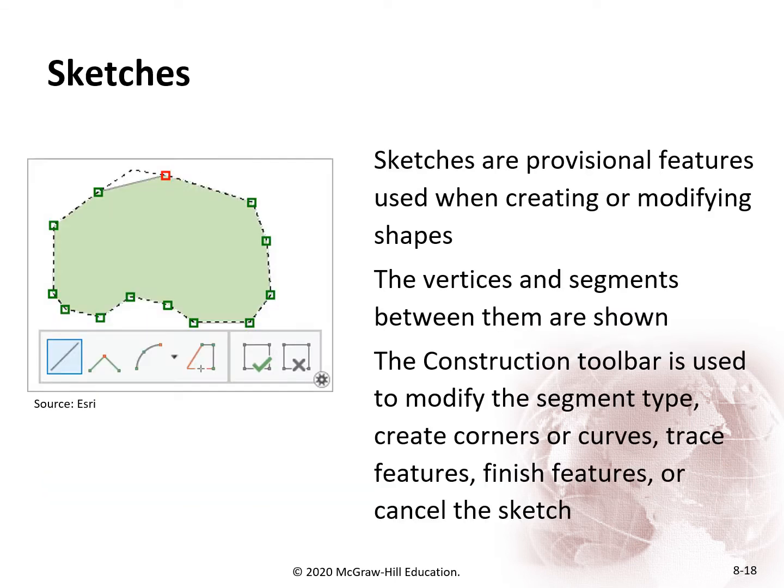Sketches are provisional features that we use when we create or modify shapes. The vertices and segments between them are shown, and so the construction toolbar is used to modify, create corners or curves, trace things, finish features, or even cancel it and say, I didn't like this.